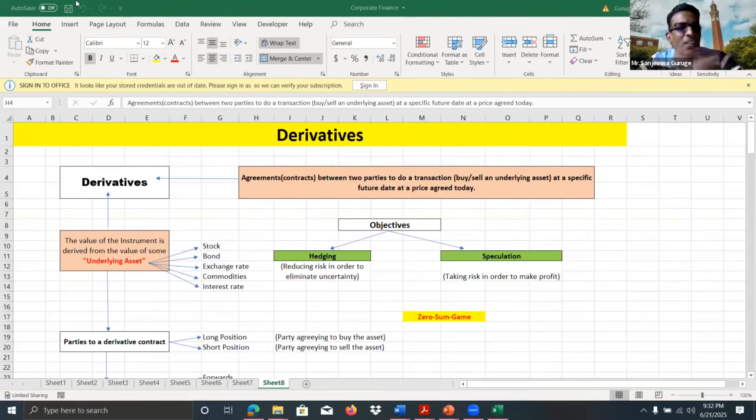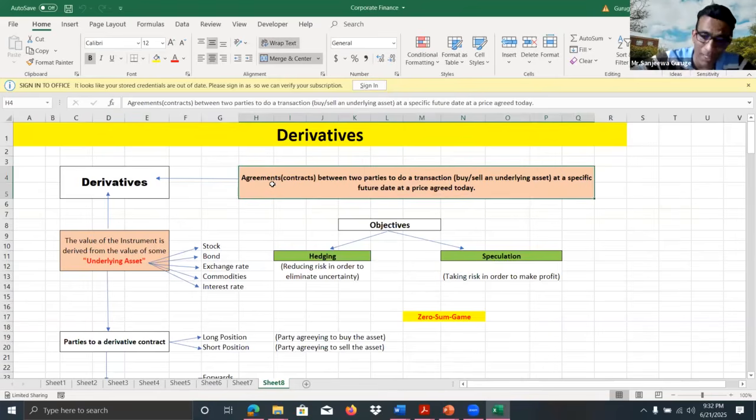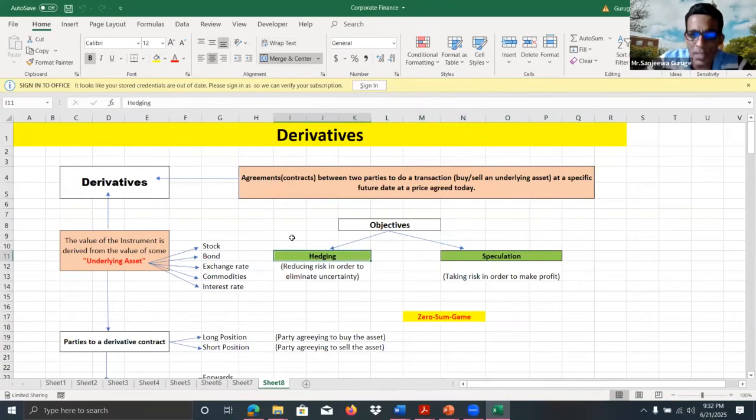Under financial management, you have learned that. So derivatives you already know. These are the agreements, the contracts between two parties to do a transaction at some future date, at a price agreed today. The main objective is hedging. Derivatives have been developed to achieve the objective of hedging.